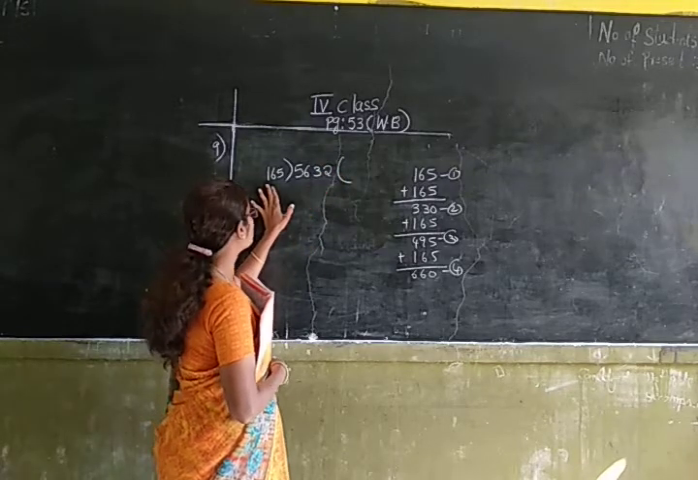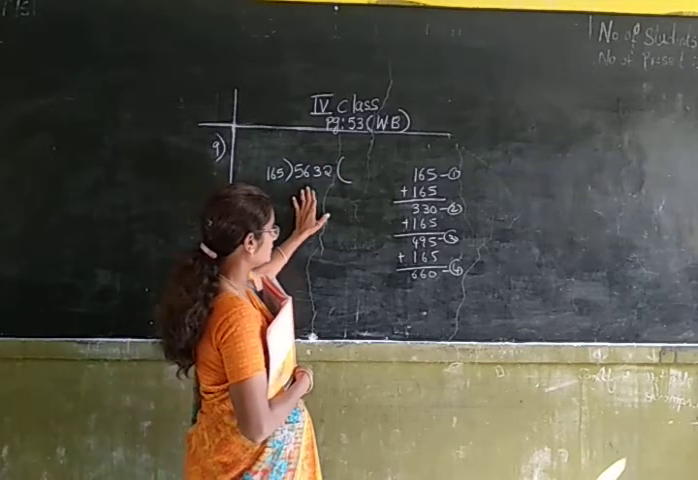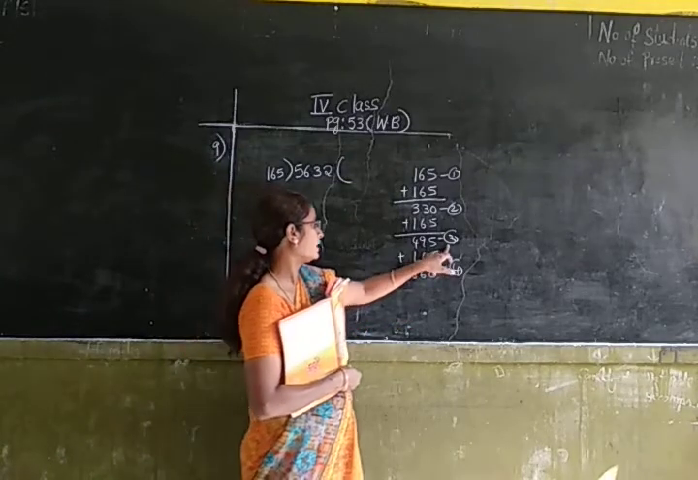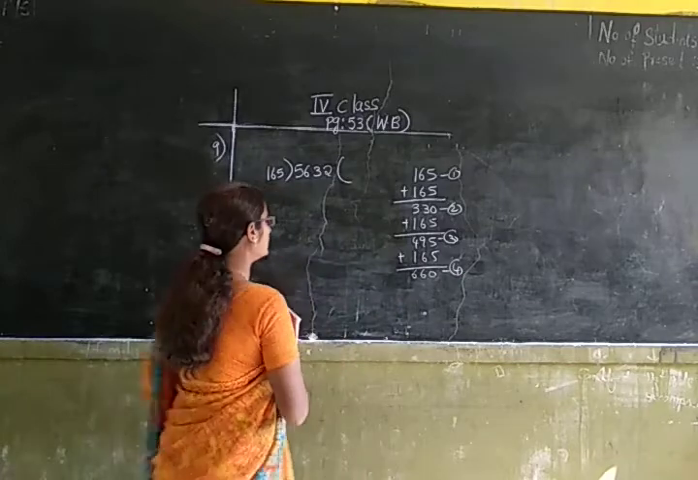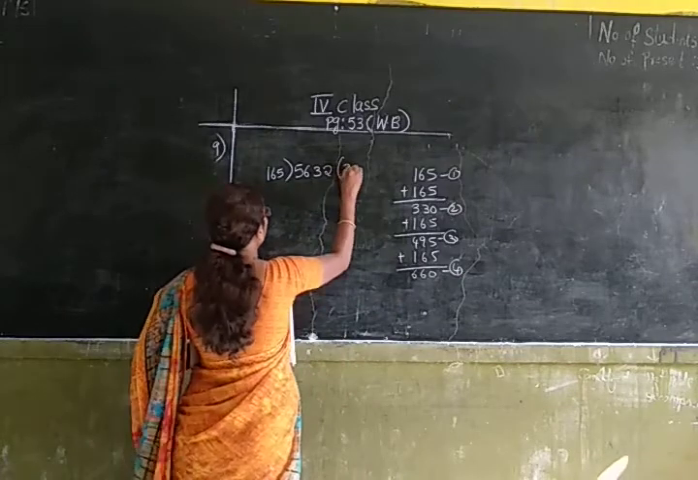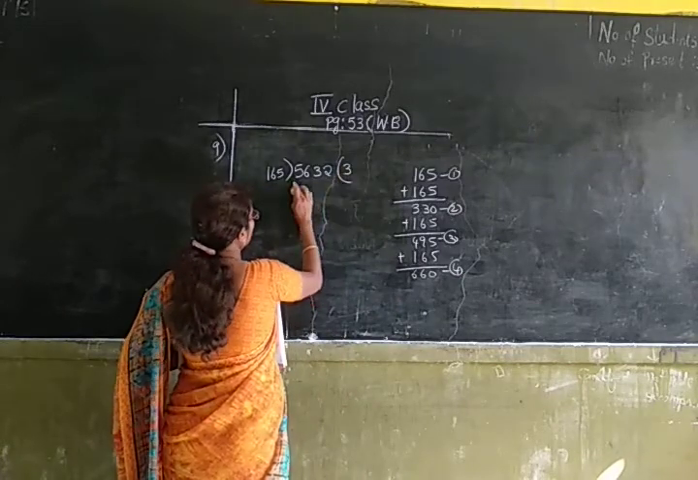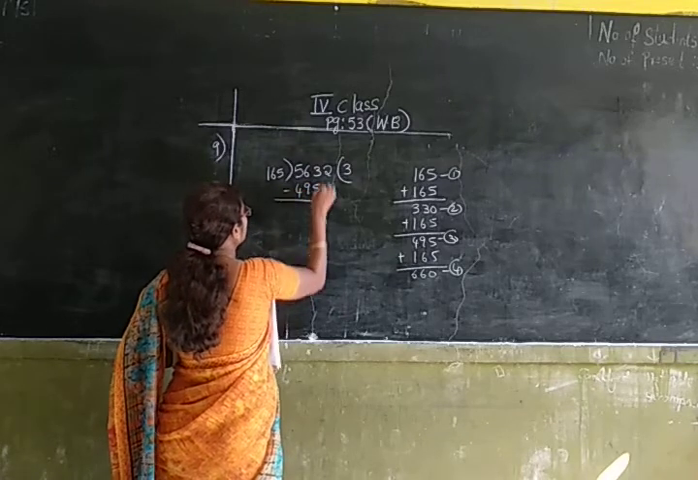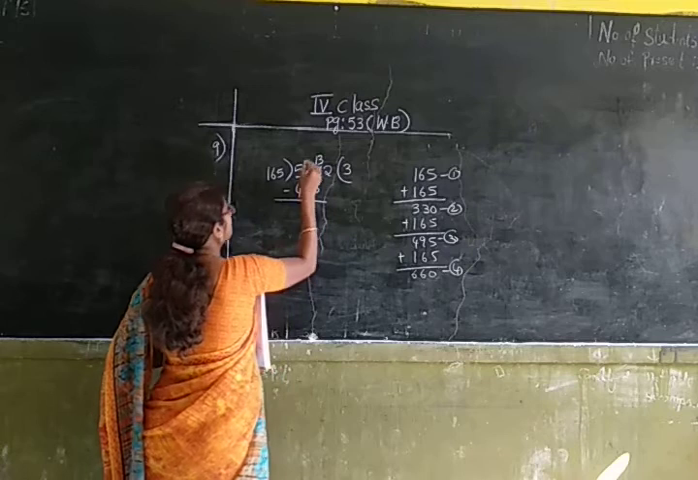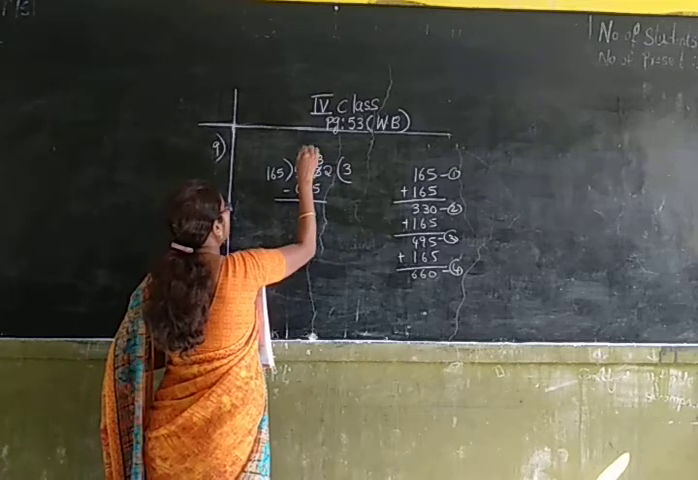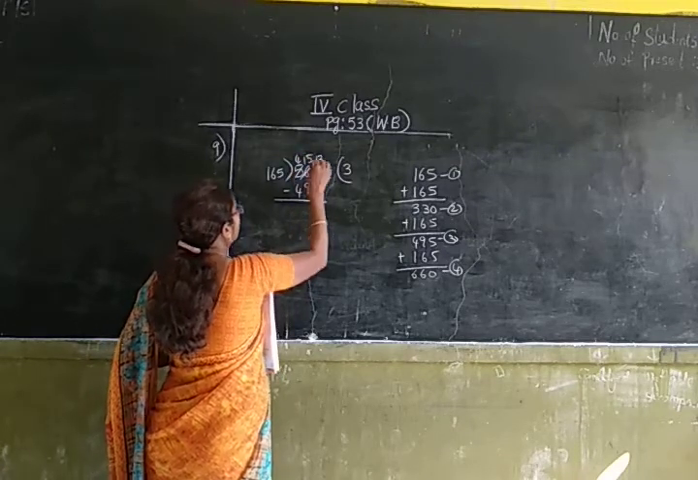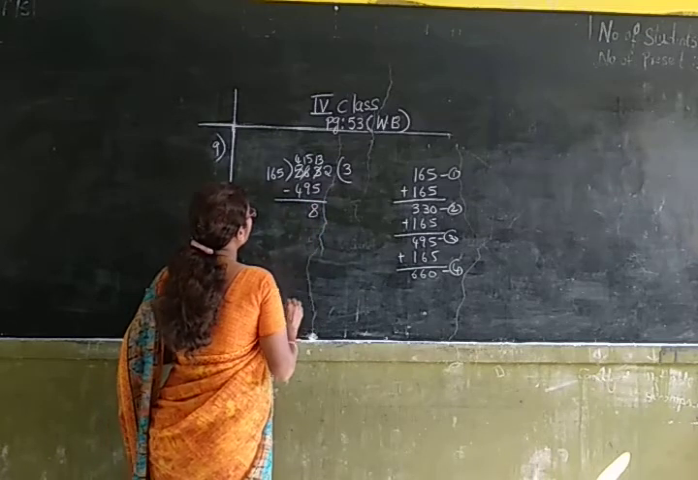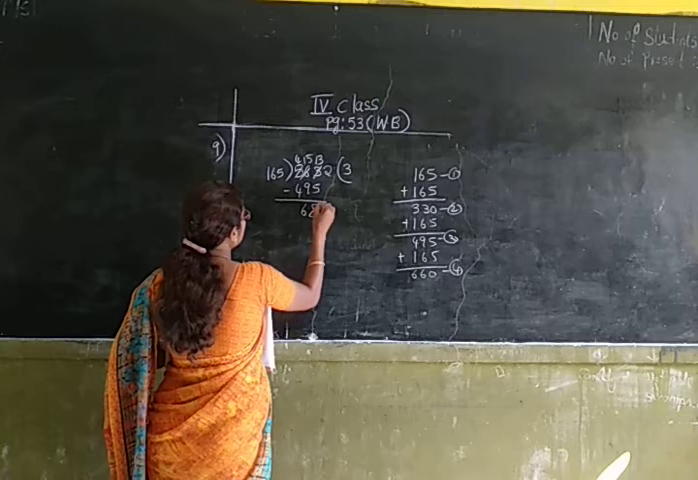So how many times does 165 go in 563? If you take 660, it will be bigger. So you have to take 495, which is 3 times. So 165 goes 3 times in 563, that is 495. So 13 minus 5 is 8. And 15 minus 9 is 6.